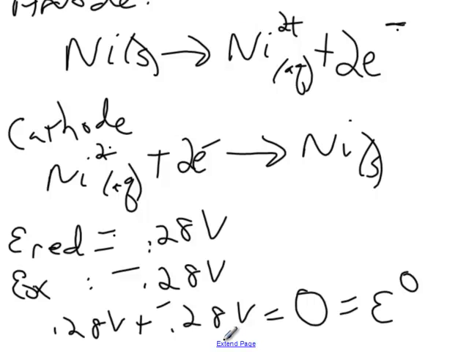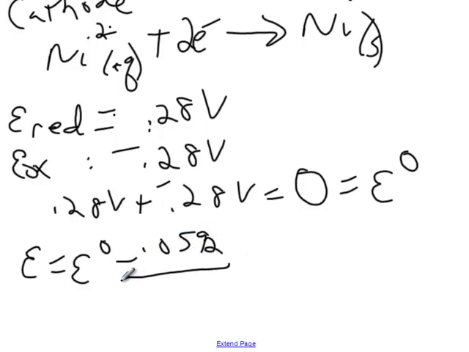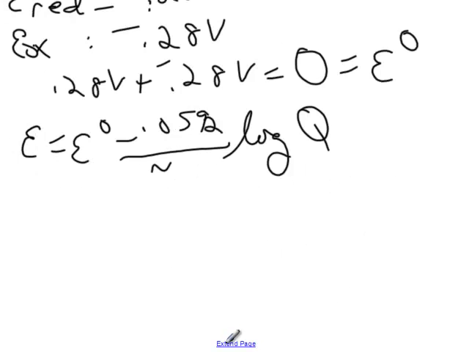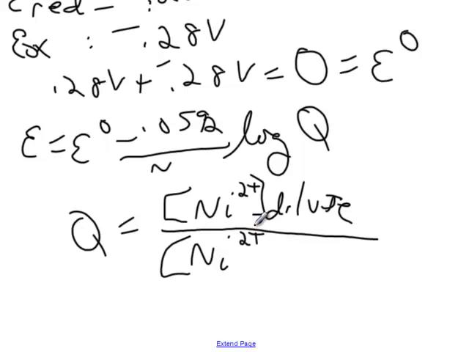So remember, when we're going to apply the Nernst equation to this, we'll do the shortcut, E equals E standard minus 0.0592 over n log Q. Remember that when we do this, Q is always going to be the dilute one over the concentrated one. Always.